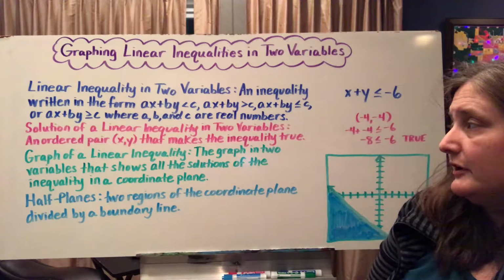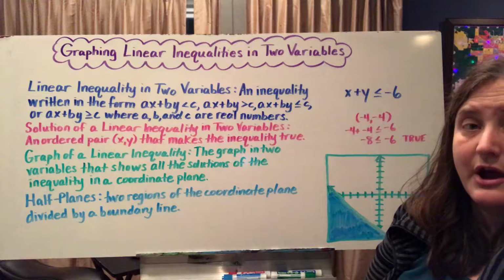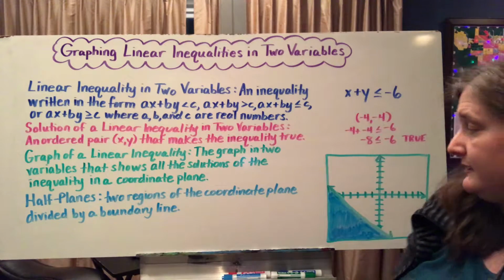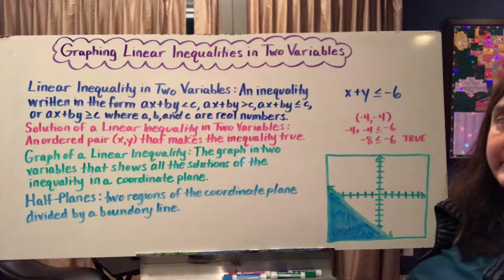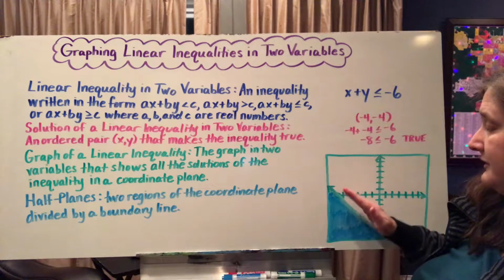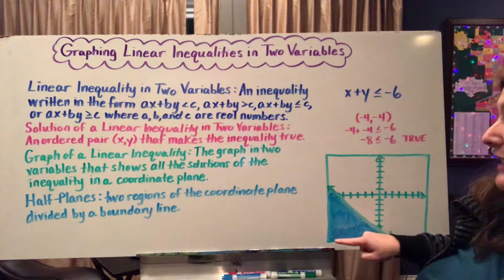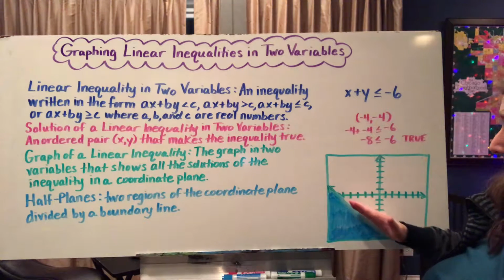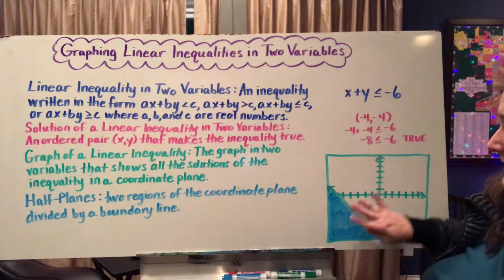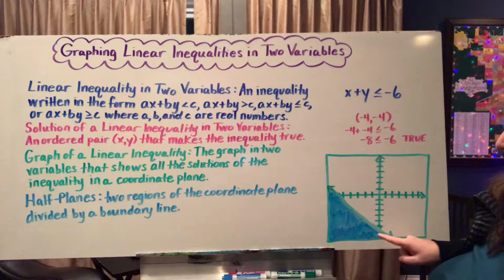The graph of a linear inequality shows all of the solutions of the inequality on the coordinate plane. In this case, here is my line, x plus y is less than or equal to -6, and all of my solutions are below this line. So everything here is shaded. We call this a half plane. The coordinate plane has been broken into two different regions by this boundary line. I've got this section and this section over here. Each of these is called a half plane. So this half plane here is shaded.